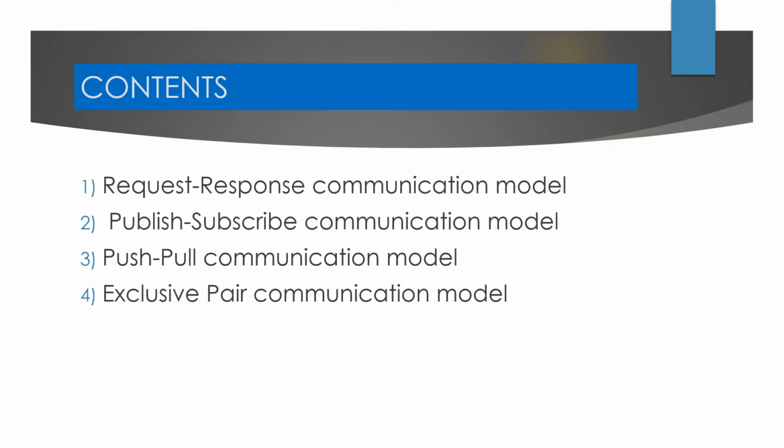So the contents which we are going to discuss in this session are: first, we will be discussing the request response communication model, what is meant by it, the block diagram for the same, and how it works. A similar approach is followed for the second type of communication model, that is publish subscribe, and the same thing is applied for the third type, that is push pull, and the exclusive pair communication model is followed the same way.